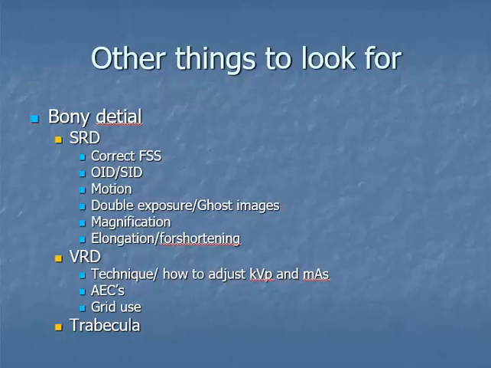Was our technique right? If we used AECs, did we use the right AECs? Did we get a good exposure to the AECs? Did we position the anatomy over the AECs? Should we have used a grid? If we did, was the grid adequate in its cleanup of scatter, or do we need to go back to our technique again and adjust that?